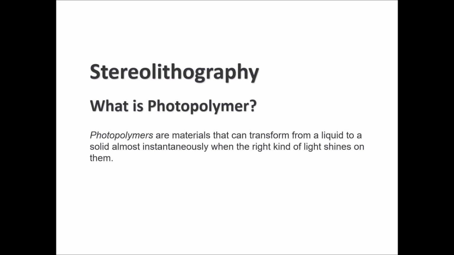So what is the photopolymer? As we mentioned previously, photopolymer is a material that can transform from liquid to solid in no time when you shine a certain light or laser on it that carries some kind of energy or heat. It will move from a liquid state into a solid state in no time.